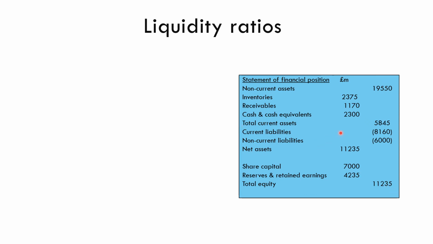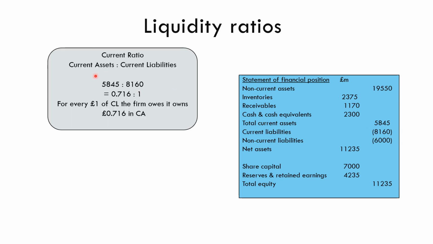Well, the current ratio is the current assets divided by, or in relation to, the current liabilities. So in this example, the current assets 5845 divided by the current liabilities 8160 gives us a ratio of 0.716 to 1. So for every £1 the business owes, it owns 72 pence in current assets. Is this a good thing? I'll let you think about that for a second.